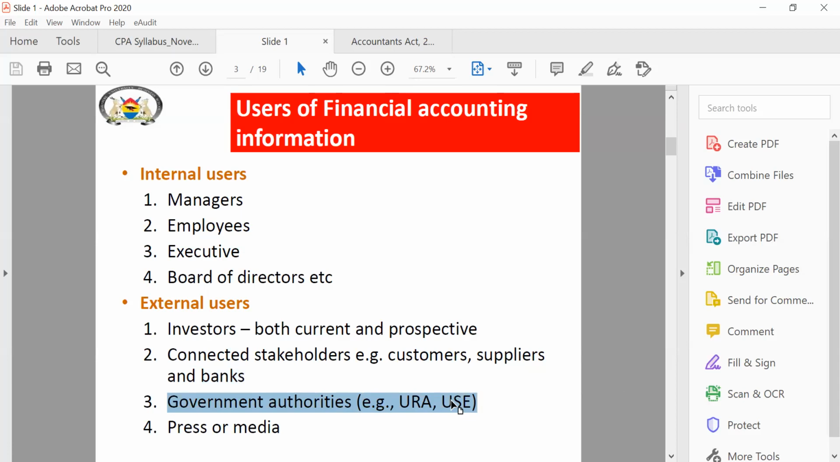Businesses don't operate in a vacuum. We have regulatory bodies that are interested. URA is interested to see, have you made a profit? And if you have made a profit, can you give us a share of the profit, which is 30% corporation tax for corporate entities. For businesses that are under the presumptive system, like the small businesses, you have different rates for each of the different levels of your sales turnover. So URA is interested in those areas.